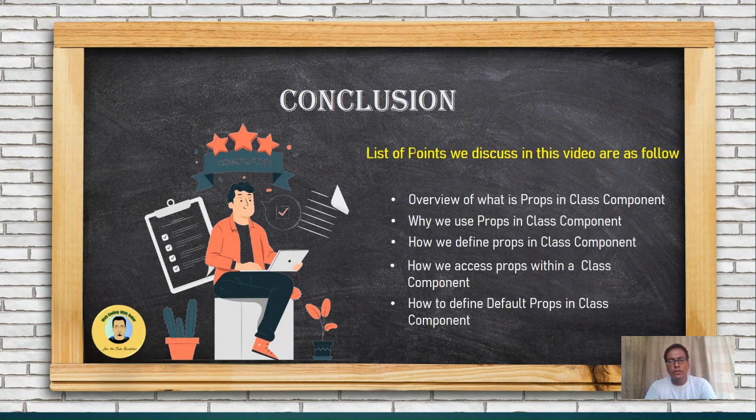Here I have listed some of the points which we discussed in the video. First of all, we had an overview of what props are in a class component, and after that we saw why we use props in a class component. Then we discussed how we can define props in a class component. After that we accessed props within a component. I showed you how we can access a property with the help of this.props and the property name. Then we also showed you how we can display default props in a class component.